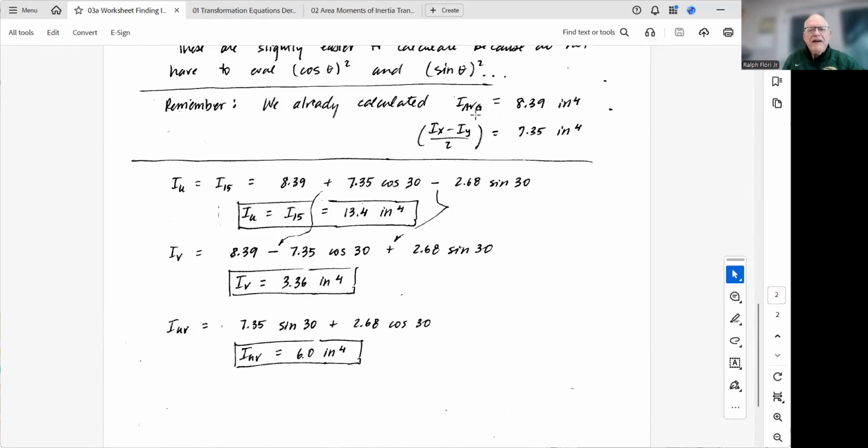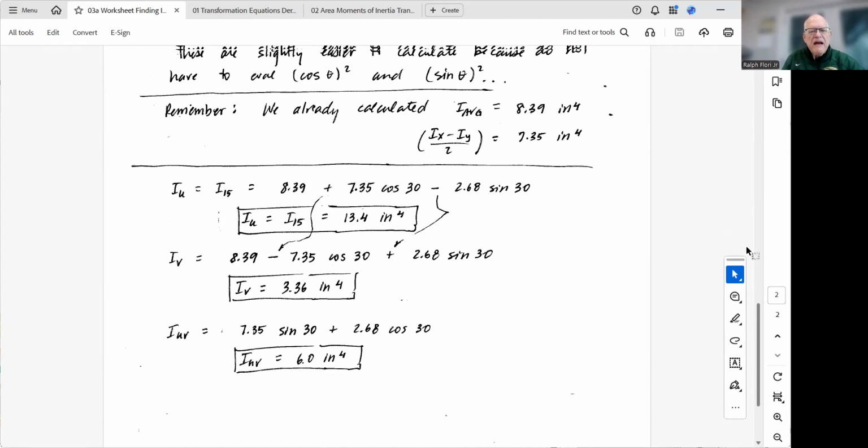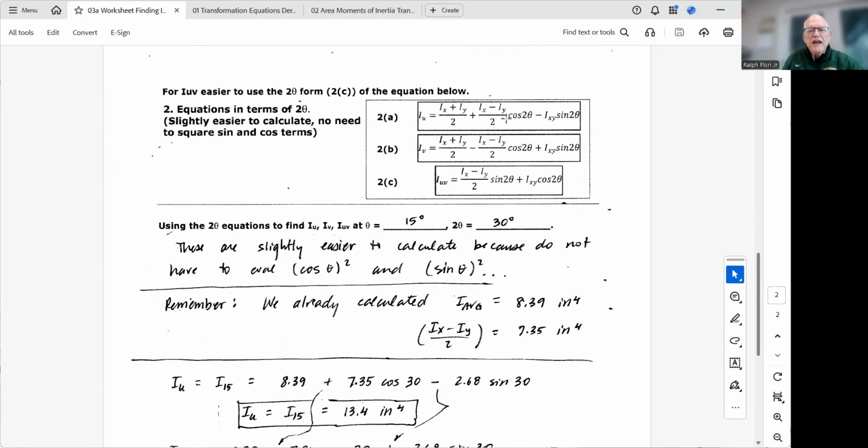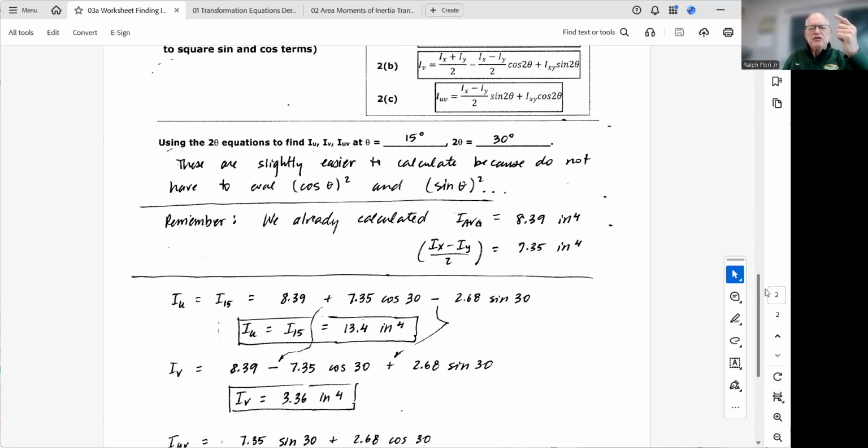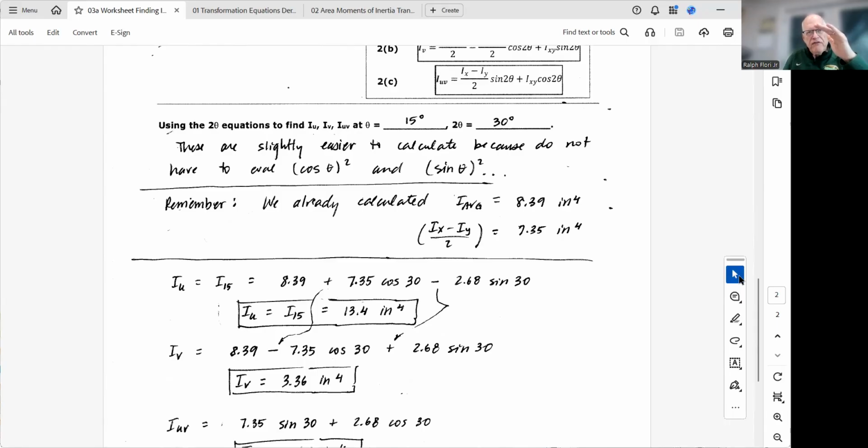We already calculated I average is 8.39, and we calculated this Ix minus Iy over 2 term, which is 7.35. Remember the equations we're using are these. By using I average and Ix minus Iy over 2, these make the equations even easier to deal with. Remember, these are 2 theta equations. Even though we're looking for the calculations at 15 degrees, the equations use 2 theta just because of the trig identity. So we're going to plug in 30 degrees into the equations.